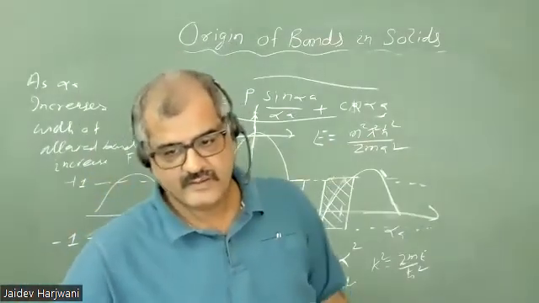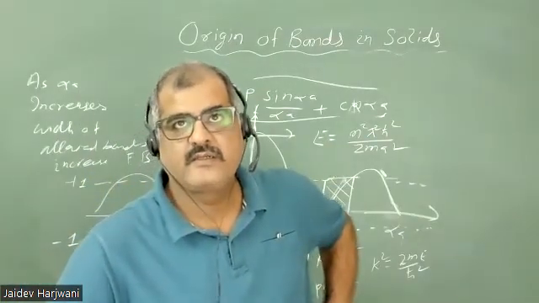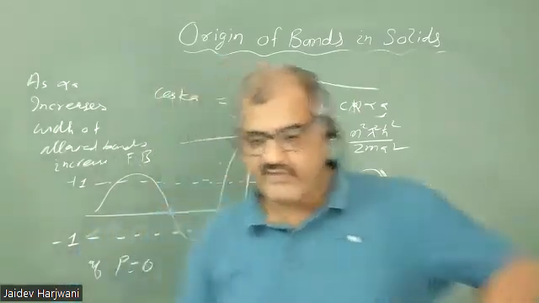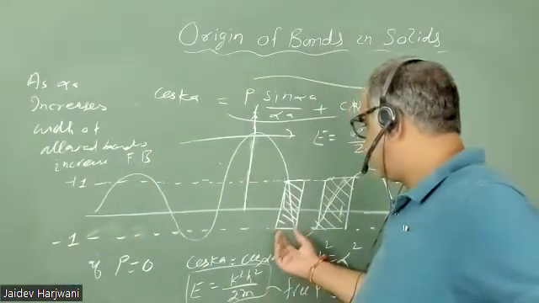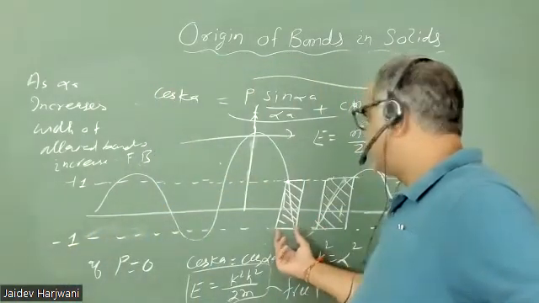Please explain forbidden bands and the allowed bands once more in the graph. What you say? Forbidden bands and the allowed bands in the graph. Yeah, bands in the graph.